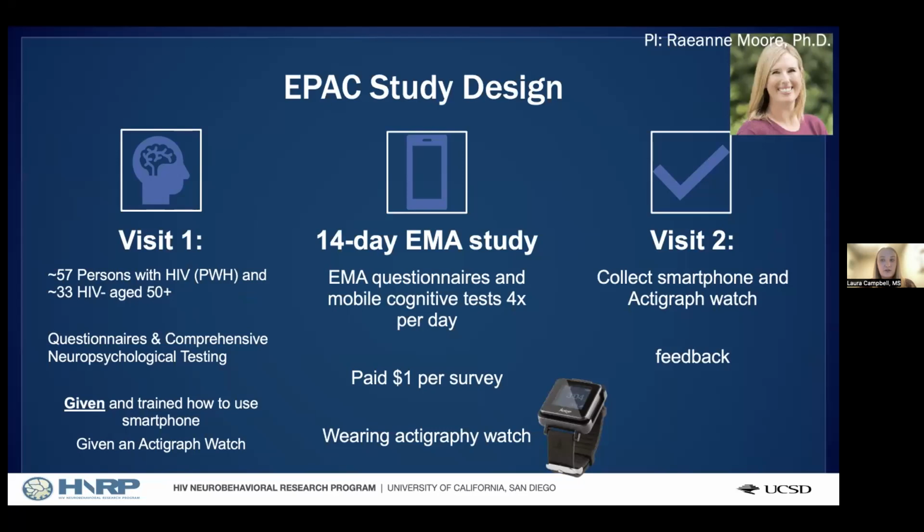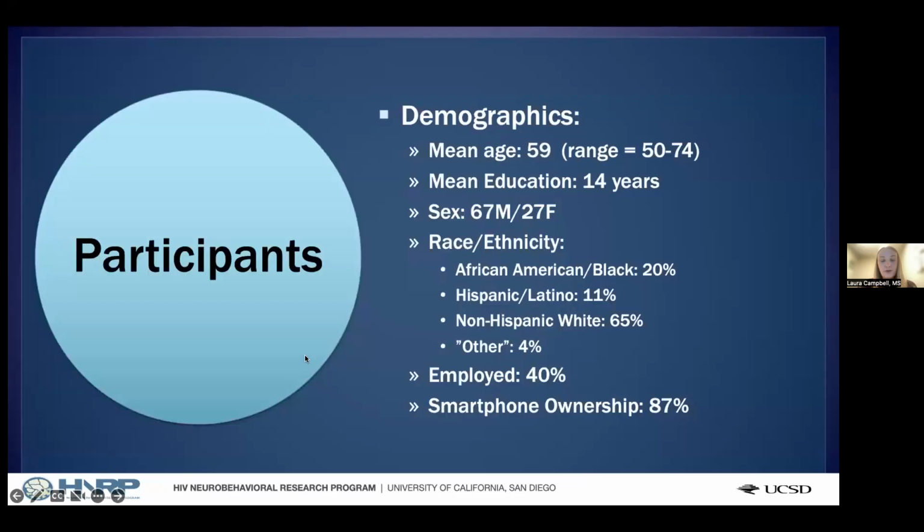There's always the debate of, do you give the device or do you use the person's own device? And there are pros and cons to both approaches. And then they were also given the actigraph watch, and then they took part in a 14-day EMA study, and they were compensated for their time. You can look at their demographics here.